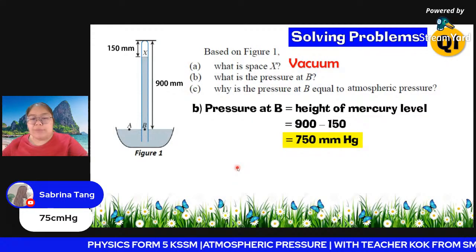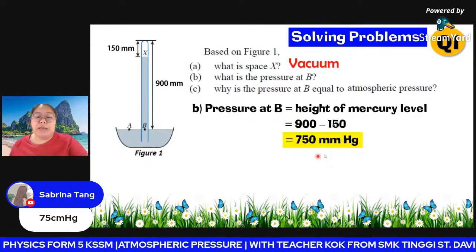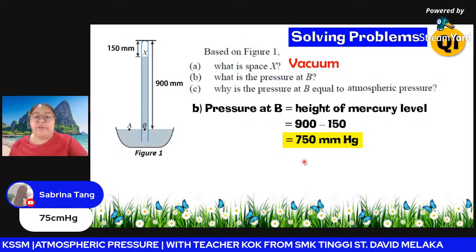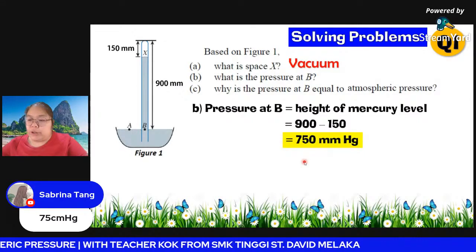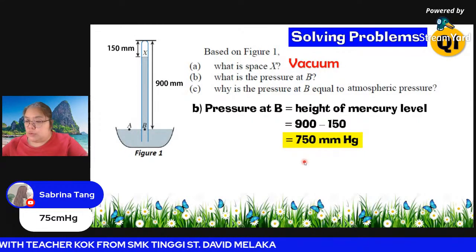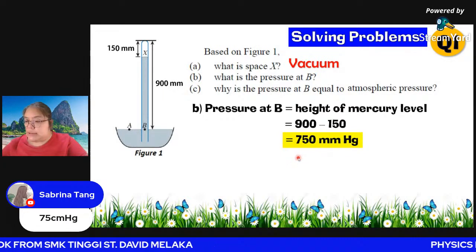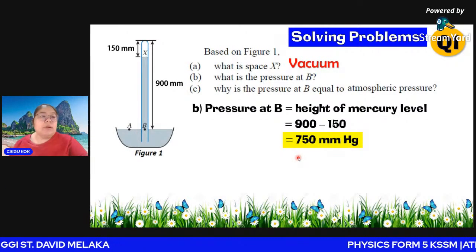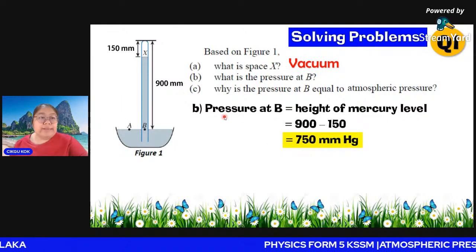If you're using cm, then 75. If you're using millimeter, that's 750 mm mercury. Okay, correct. Two students answered me already, that's Sabrina and Yiru only. Okay, then we go to the following C.